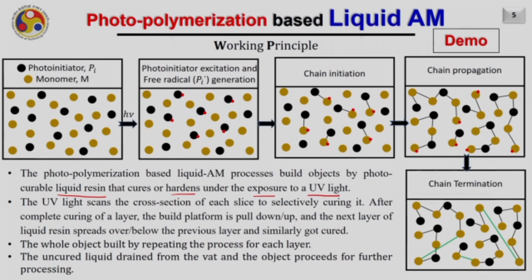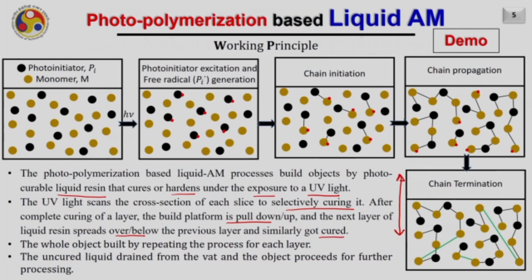The UV light scans the cross section of each slice to selectively cure it, and after completing the curing of a layer, the build platform is pulled down or up and the next layer of the liquid resin spreads over or below the previous layer and similarly gets cured. The whole object is built by repeating these steps, and finally the uncured liquid is drained out from the vat and the object proceeds for further processing.